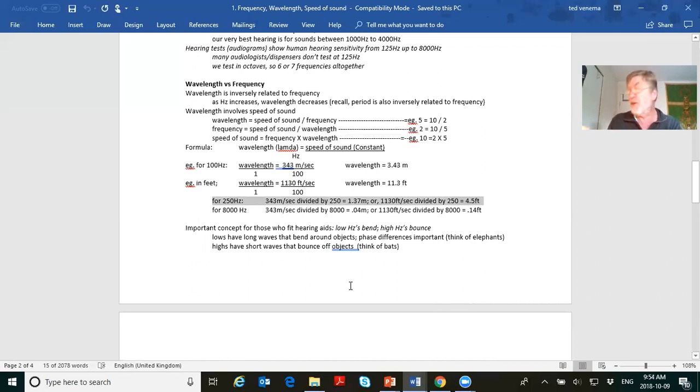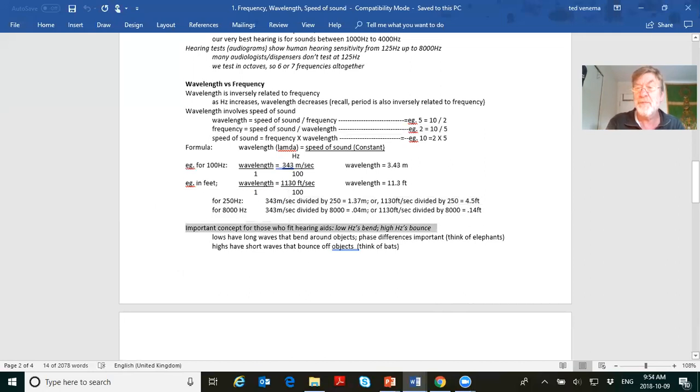I know people down in Missouri are hitting 95, 100s quite often. That's a little on the warm side for me. I'd rather not. But at any rate, here's another thing, an important concept for those who fit hearing aids. Lows bend, highs bounce. Remember all that?